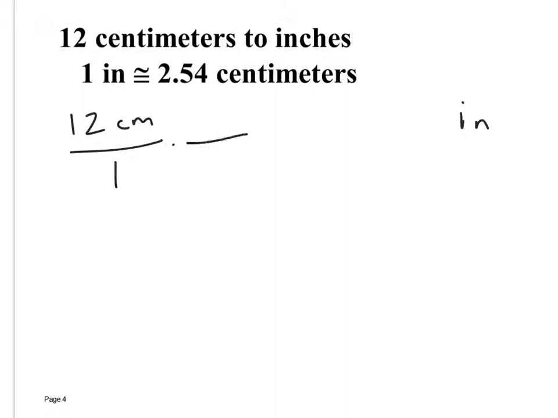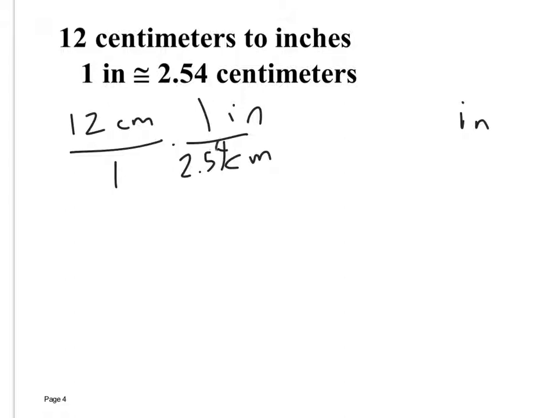Here I've got centimeters on top. Where does centimeters need to go if I need to get rid of it? Where would I put that unit? I would put it on bottom. If it's on top, I put it on bottom. And I go to inches, as long as I know what that conversion rate is. If I don't know how many inches are in a centimeter or how many centimeters are in an inch, I can't use that. But this one I can because I'm told that 1 inch is 2.54 centimeters.